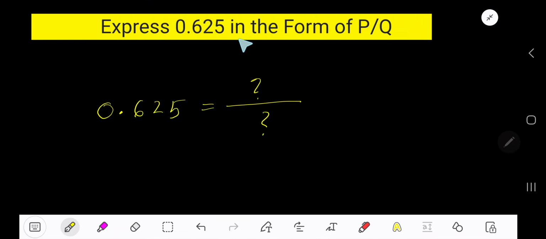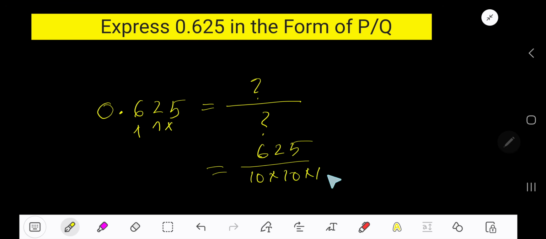Express 0.625 in the form of p by q. That is how to express 0.625 as a fraction. So in the numerator and denominator, for the numerator just keep this decimal and write the number you are getting, and for the denominator, for every digit you have to consider 10. 10 for 6, 10 for 2, 10 for 5, and you have to write it as a multiplication.